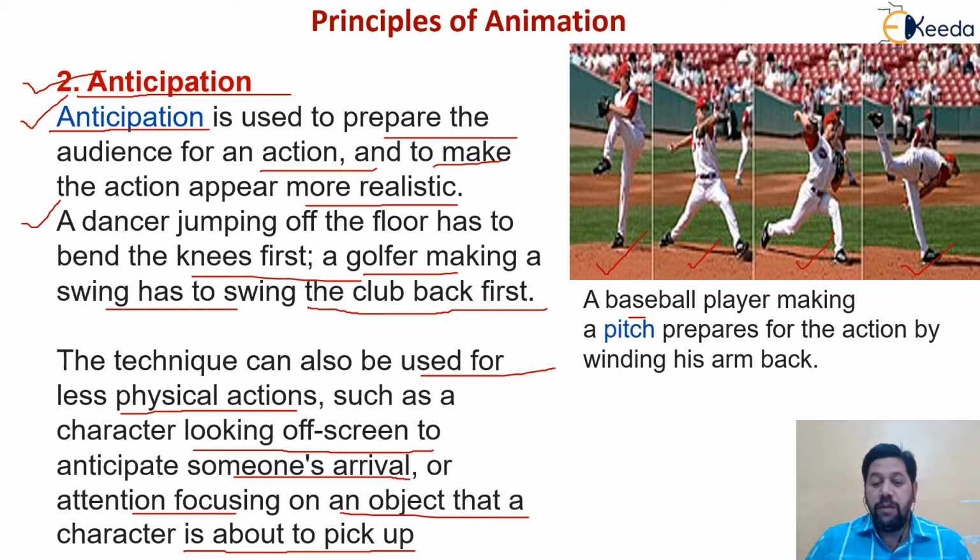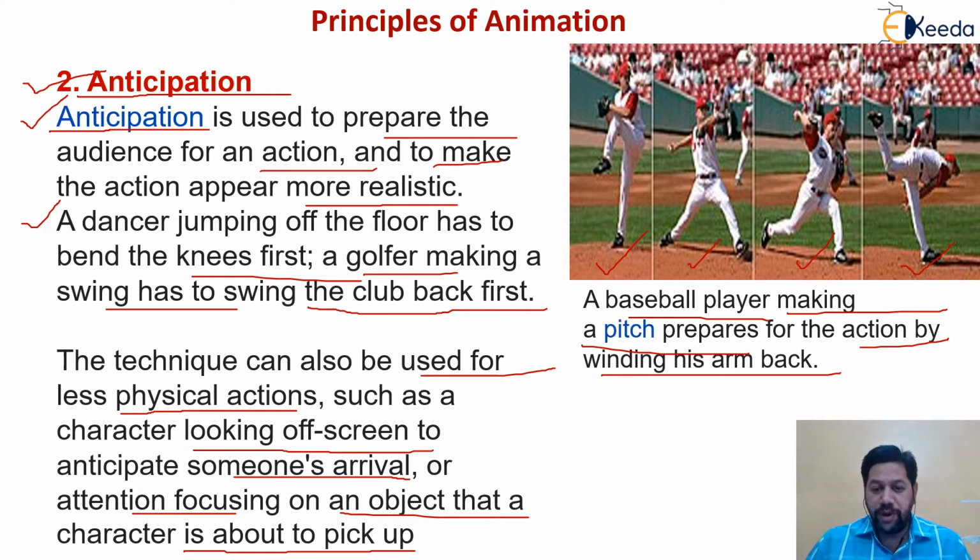A baseball player making a pitch prepares for the action by bending his arm back. So here you can find this action, moving the leg and taking his arm back, and then he is going to throw.